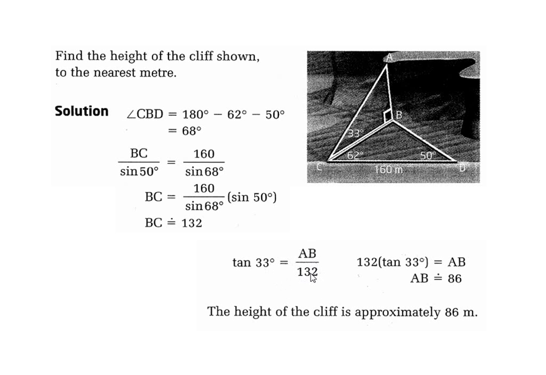Okay, and then let's solve this equation. AB is equal to what? You move this 132 to the left side, so it is 132 multiplied by tan 33, and this is equal to AB. Calculator, please. So AB is equal to 86, right? It is rounded to the nearest meter. Okay, so finally we answer. The answer is the height of the cliff is about 86 meters.